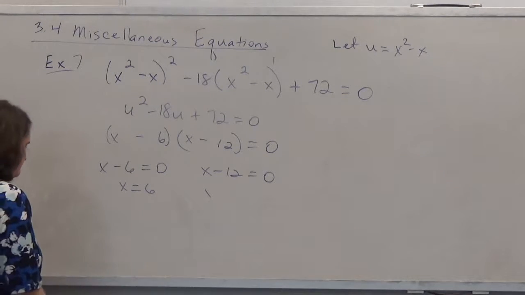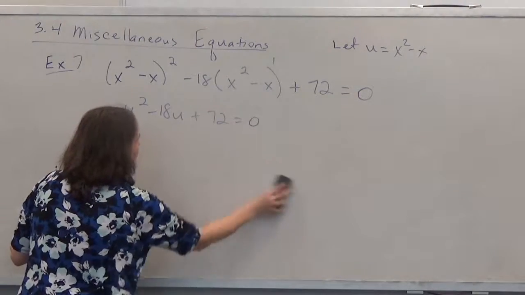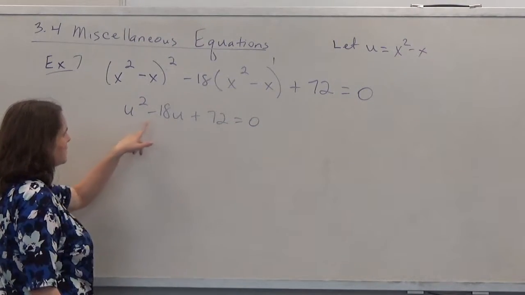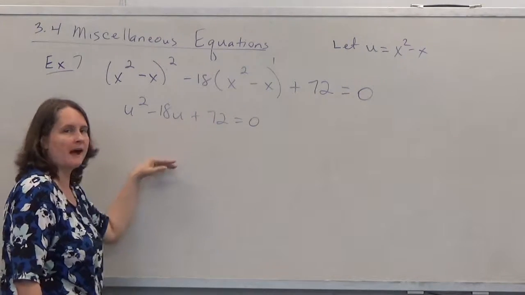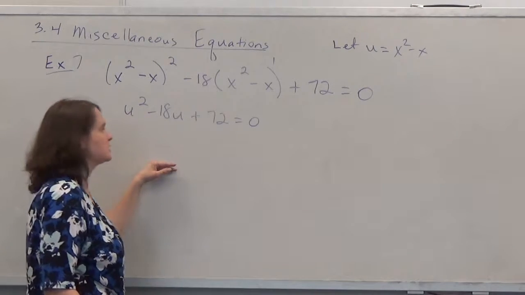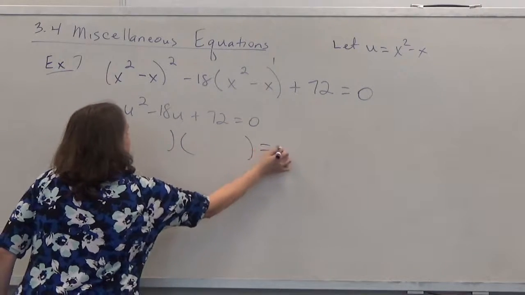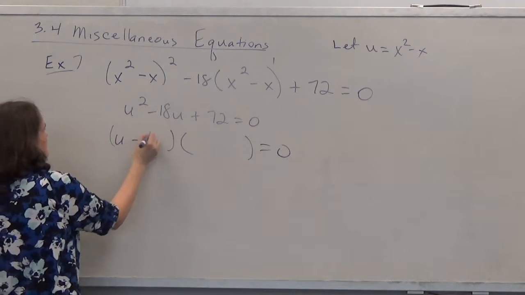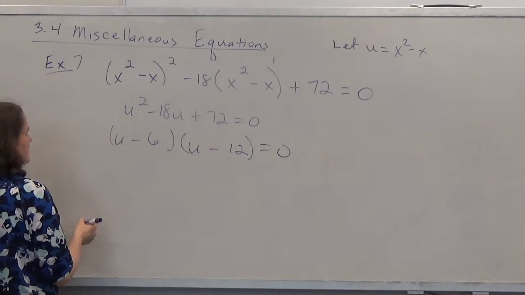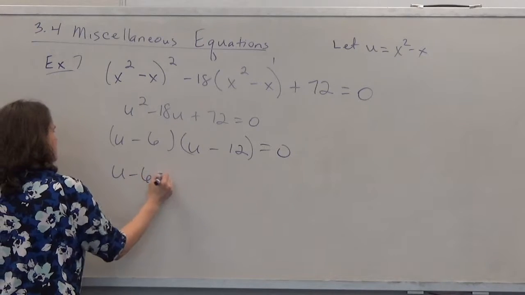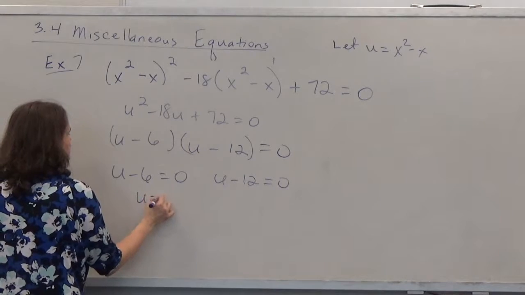I made a mistake. Alright? We're using u at this point. Sorry about that. Go back up. We've got u squared minus 18u plus 72 equals 0. This is what we're solving for. So when we factor it, I should still be using my u variable. Factoring this, I get u minus 6 times u minus 12. Now I set each factor to 0. U minus 6 equals 0, u minus 12 equals 0. I get u equals 6 or u equals 12.